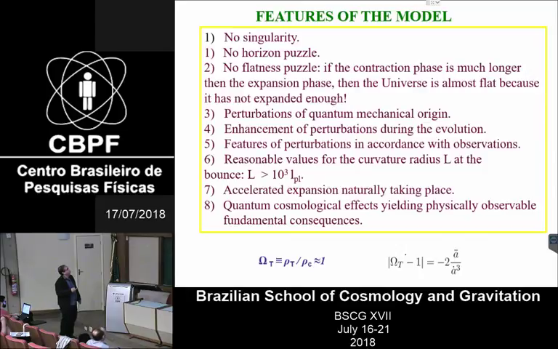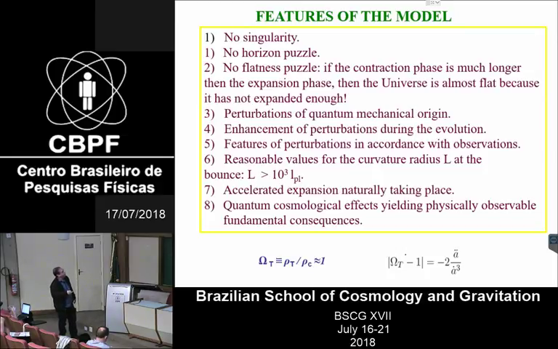So just to summarize the features of the model, there is no singularity, no horizon puzzle, no flatness puzzle, perturbations of quantum mechanical origin as in inflationary models, enhancement of perturbations during evolution, features of perturbations in accordance with observations, reasonable values for the curvature radius at the bounce, so the curvature radius at the bounce is bigger than the Planck length, 10,000 Planck lengths. Accelerated expansion is naturally taking place in this model. And quantum cosmological effects are yielding physically observable fundamental consequences, which is the fact that the scalar perturbations are getting enhanced with respect to tensor perturbations.